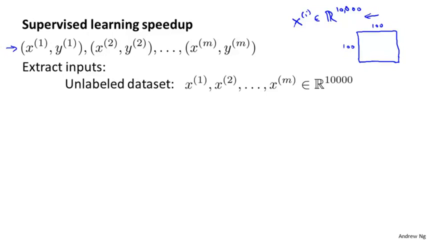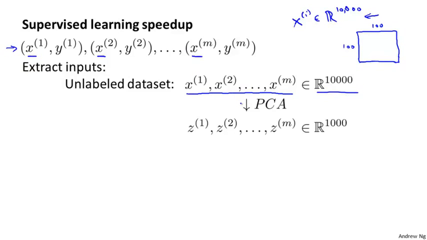We're going to first take our labeled training set and extract just the inputs. So we're just going to extract the x's and temporarily put aside the y's. This will now give us an unlabeled training set, x1 through xm, which are maybe 10,000 dimensional examples that we have. Then we're going to apply PCA, and this will give me a reduced dimension representation of the data. So instead of 10,000 dimensional feature vectors, I now have maybe 1,000 dimensional feature vectors. So that's like a 10x savings.